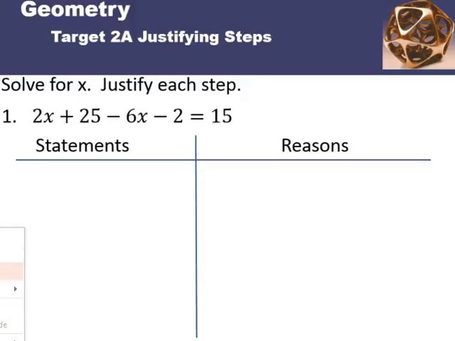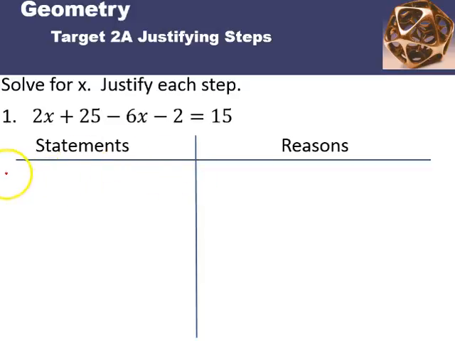Okay, so we are learning 2A, justifying steps. To justify these steps, I like to show my work, like right over here, I'm going to show my work. And we don't put our work in the proof. In the proof, we just write each step.